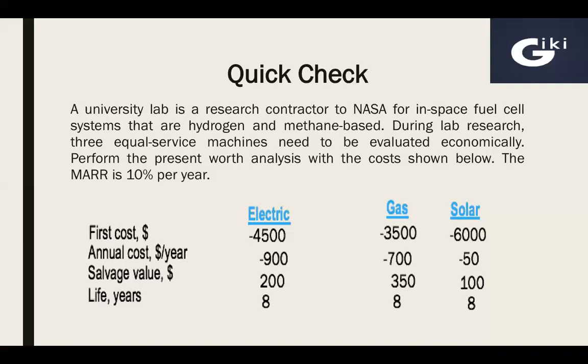Then if we talk about salvage value, this is a negative cost, so we will consider it as cash inflow. So we need to convert this future amount at the end of the 8th year into present worth at time 0. So we'll use the single payment factor, which is the P over F factor for 10% and 8 years. So let's go to the solution.